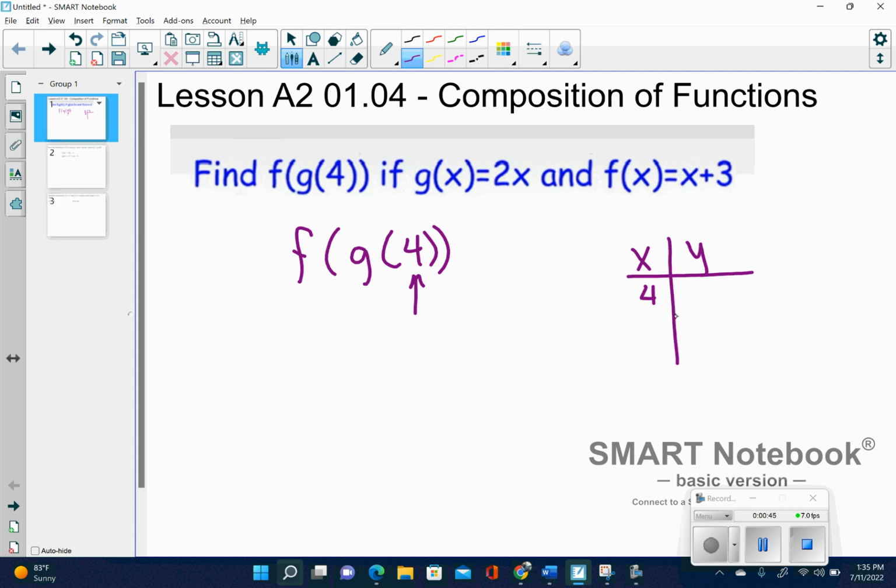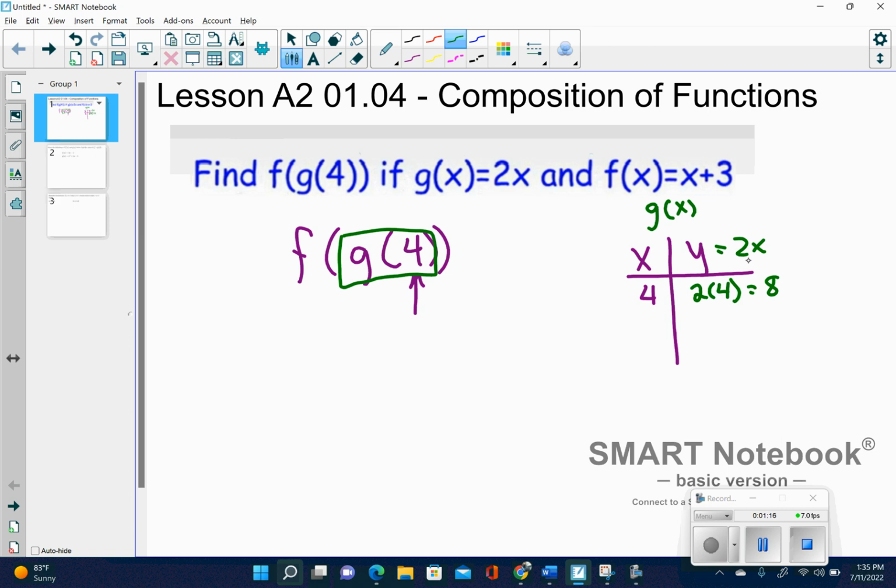So how do you do this? You're going to start with 4, and you're going to plug it into the function that is closest to it. In this case, you have g of 4, so you're going to plug it into the g function. g of x is equal to 2x. So this is going to be 2 times 4, since our x is 4 here. 2 times 4 is equal to 8. So our output is going to be 8.